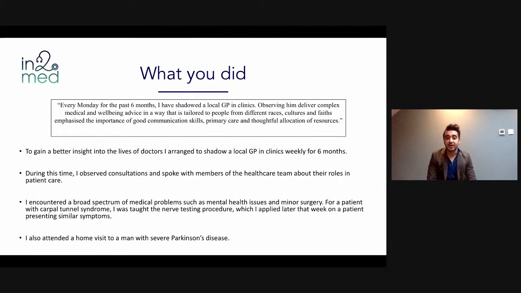So the first thing is, explain in detail what you did. Now I'm going to expand. I'm going to say, I wanted to get a better insight into the lives of doctors. I shadowed this local GP. Then I saw him make consultations and how he spoke to members of the healthcare team. And then you're going one step further. You encountered many medical problems, especially mental health issues and surgery. And specifically, you encountered a patient with carpal tunnel syndrome. You saw how you learned a specific procedure, which is how to test nerves. And then you used that later. And then you might have also had time to attend a home visit to a man with severe Parkinson's. Can you see how you've elaborated on this work experience? And that shows you're really keen, and you didn't just stand there and watch, but you learned specific skills.